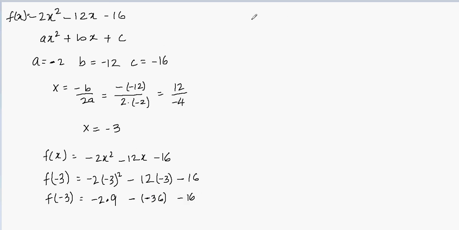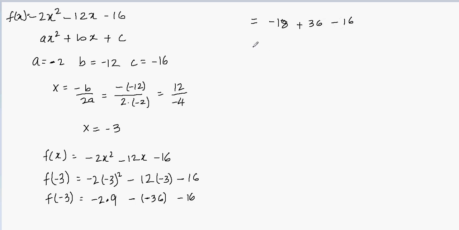Now again, I will have here negative 2 times 9 is going to be negative 18. And then assume that there's a negative 1 outside and then negative 1 times negative 36. So always remember, whenever you have a parentheses and you have a negative sign outside, you just assume that there's a negative 1 outside and you just have to distribute negative 1 inside the parentheses. So when you're doing that, negative 1 times negative 36 is going to be positive 36. So this will be positive 36 minus 16.